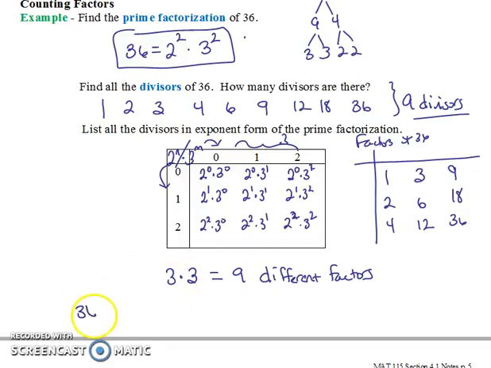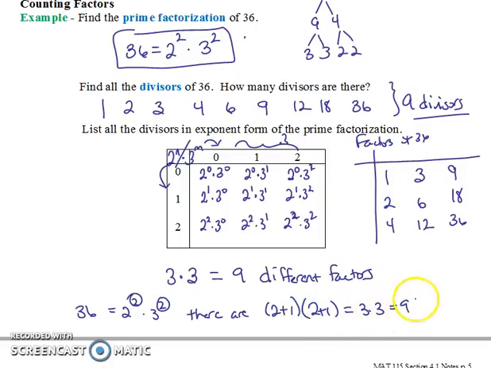So since 36 is 2 squared times 3 squared, there are 2 plus 1, looking at that exponent, gives you 3 different ones: 2 to the 0, 2 to the first, 2 to the second, times 2 plus 1, or 9 different factors. Which leads us to our next theorem.